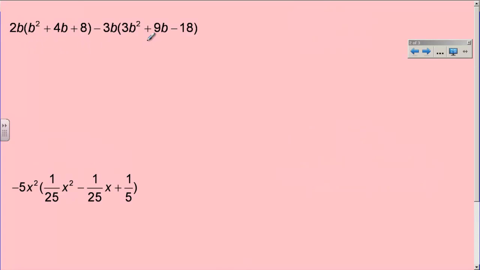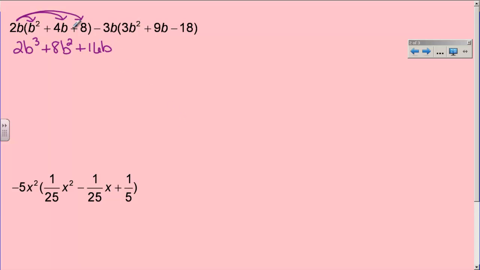This one combines what we're doing today with what we did yesterday, because you have this minus sign in between the two, and when I'm all done I'm going to have like terms that will have to be combined. But let's just take it a half at a time. This 2b is in front of this set of parentheses, so it gets distributed just to this set of parentheses. So you have 2b times b squared, which is 2b to the third, and then 2b times 4b is 8b squared. And then 2b times 8 is 16b.